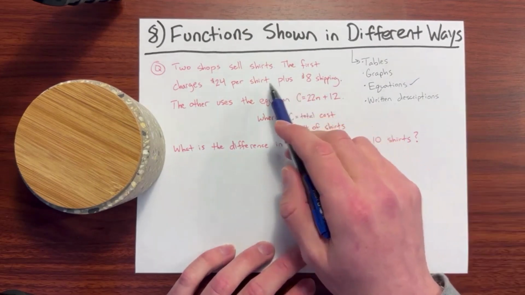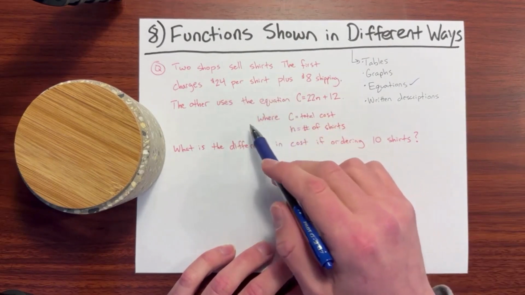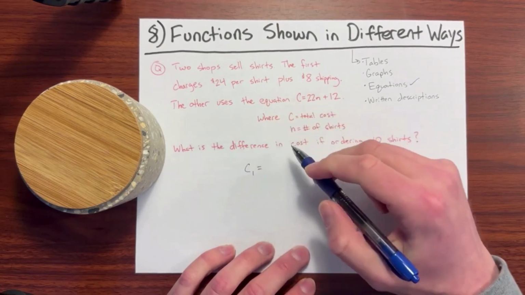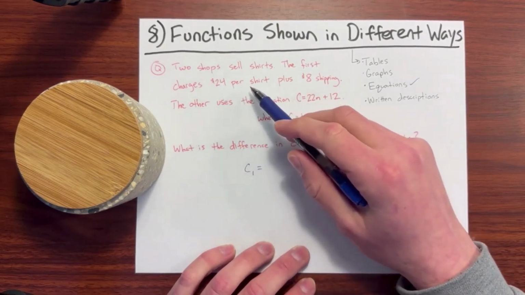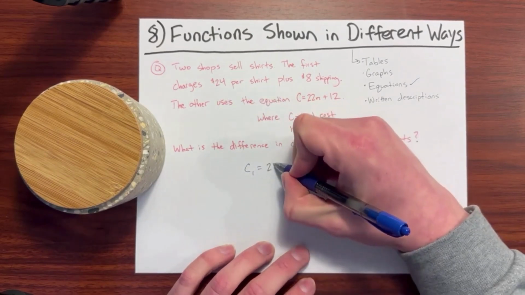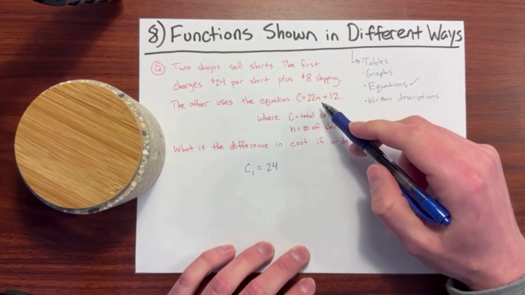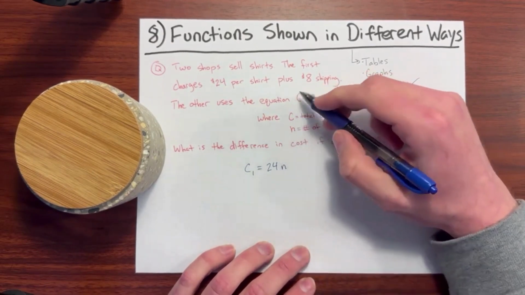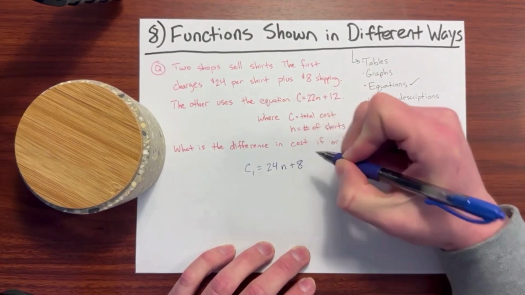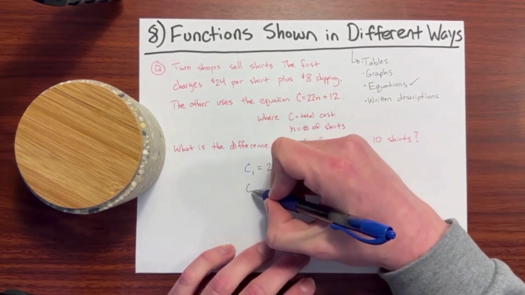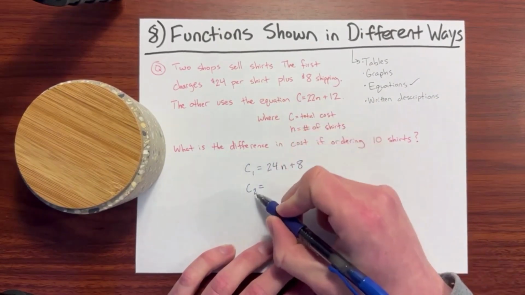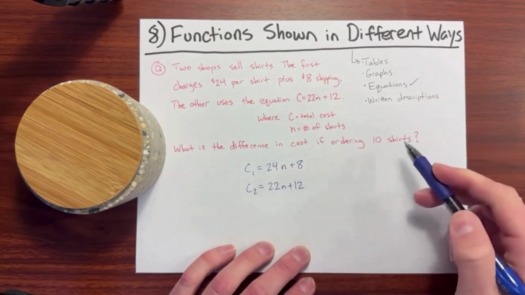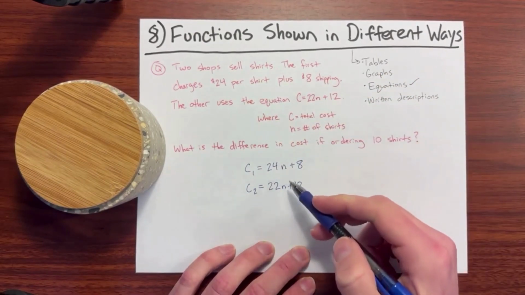We will convert the first shop's charges into an equation similar to the second shop's. I will call that C1 is equal to, well, they have $24 per shirt. If we follow the other equation, we will call the number of shirts n, and then we have $8 for shipping added on. We are already given the equation for the second shop, which I will call C2, that is 22n plus 12. If ordering 10 shirts, we will plug in 10 for the n.